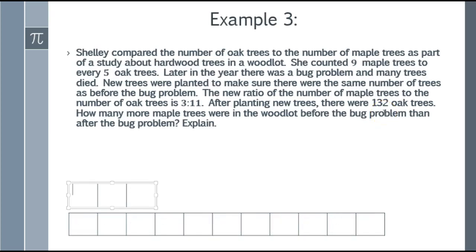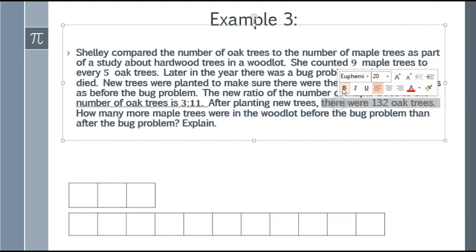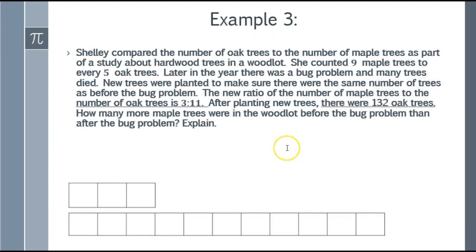Okay, look at example 3. I'm going to show you 2 different ways to get to this solution. First of all, I'm going to start by looking at the after the bug problem. After the bug problem, I see that I had a ratio of 3 to 11. I also see that it tells me there were 132 oak trees.